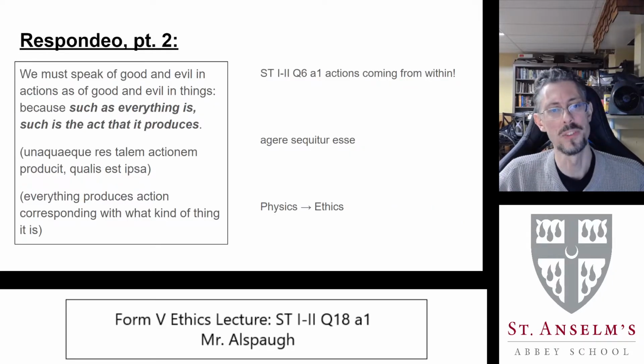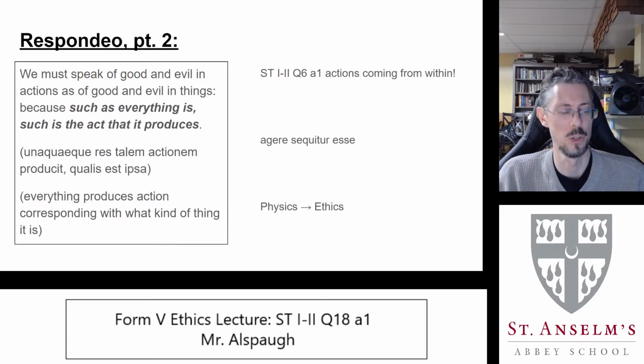First line: we must speak of good and evil in actions as of good and evil in things. Sicut et, just as also. Because such as everything is, such is the act that it produces. Now I want to pause just a little bit on the Latin here. The Latin is very, very clear, that I have in parentheses, but it's not the easiest thing to render into English. You have to either violate the word order, which is what the English translator has done there, that I've given first, or you have to mess around a little bit with the way you render words like qualis. It's a little bit hard to find a natural way to do it.